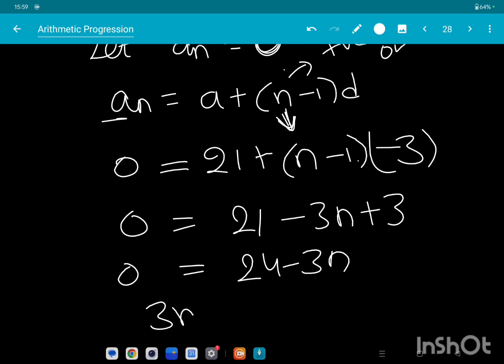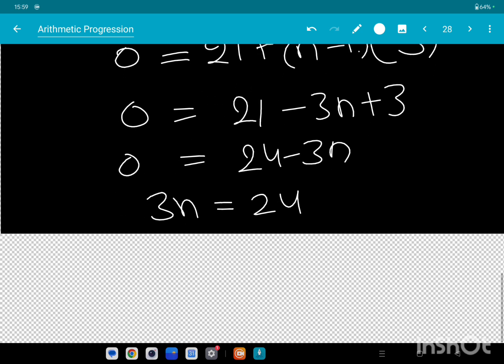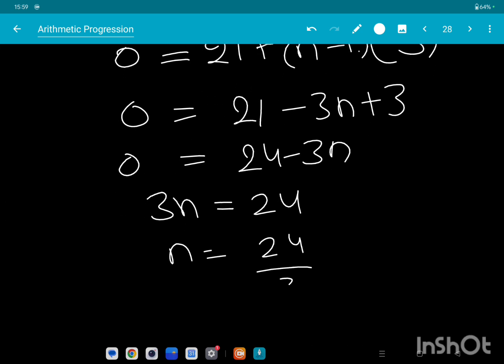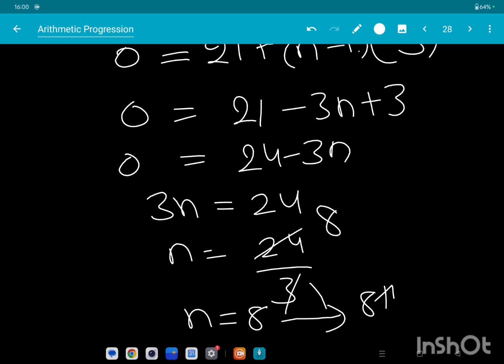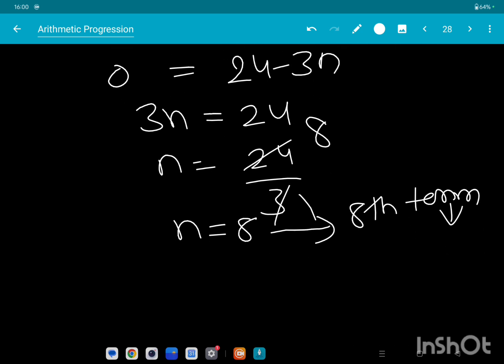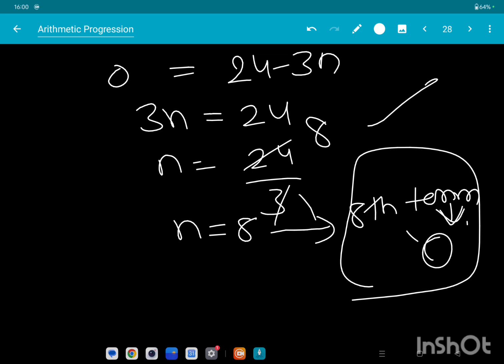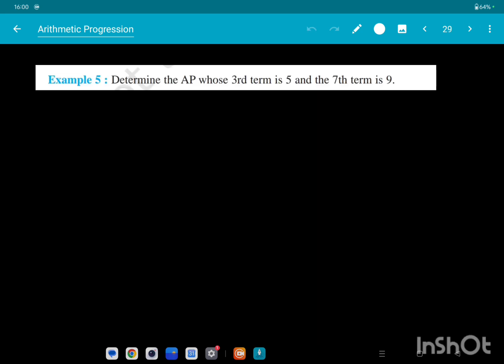Here 3n is equal to 24. N is equal to 24 divided by 3. 3 eights are 24. So here the n value is 8, which means the 8th term is 0. Right? If the n value is not a positive value, then there is no 0 term in this AP. So the 8th term is 0 here. This is the way we will find out these types of questions. Now move on to the next question.